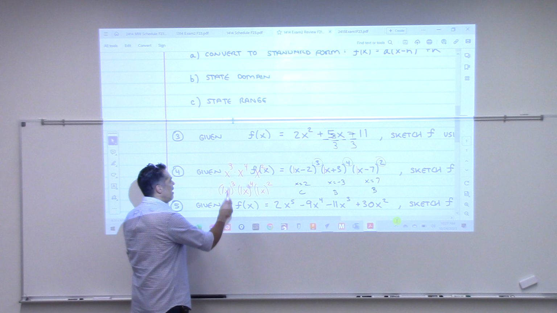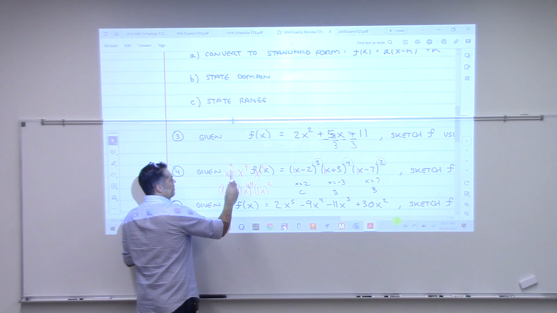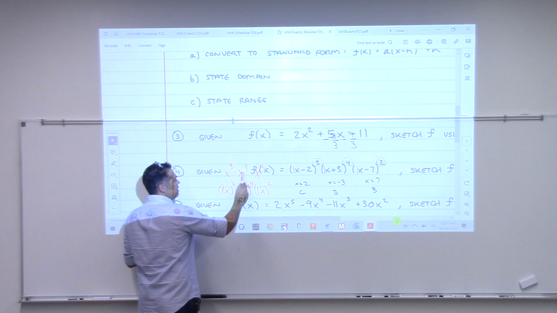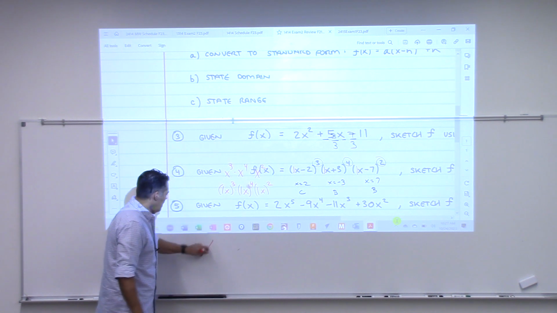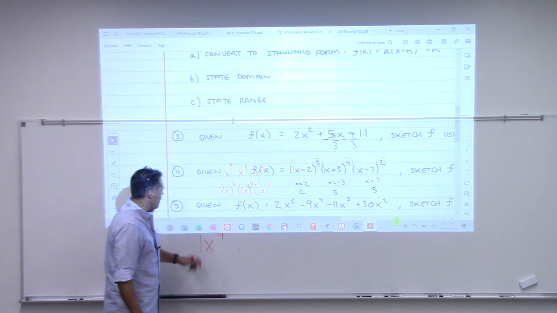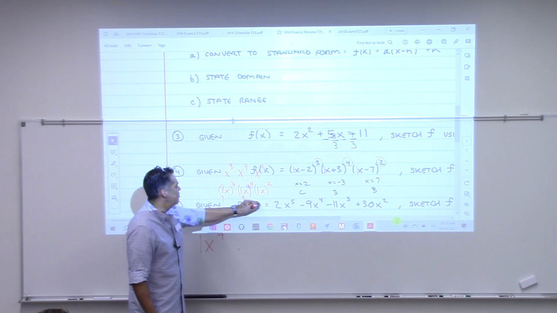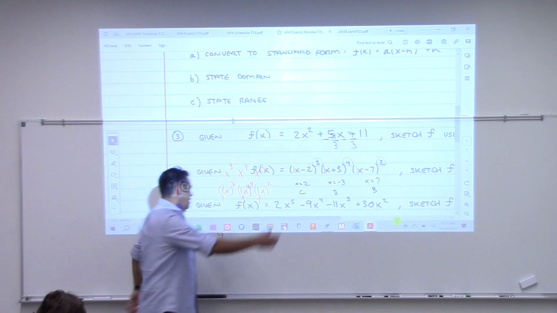So what's the total power here? X to the... what do I do, add or multiply these? Add. 7, 9. This is like an x to the 9th with a 1 in front. Why 1? Because I had 1 times 1 times 1. So what does that do? Down on the left, up on the right.